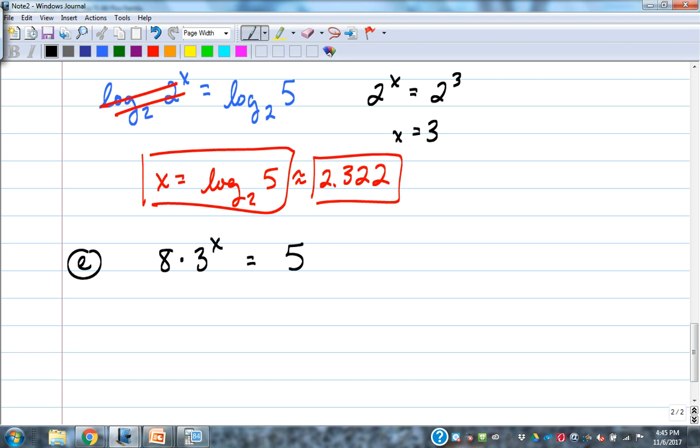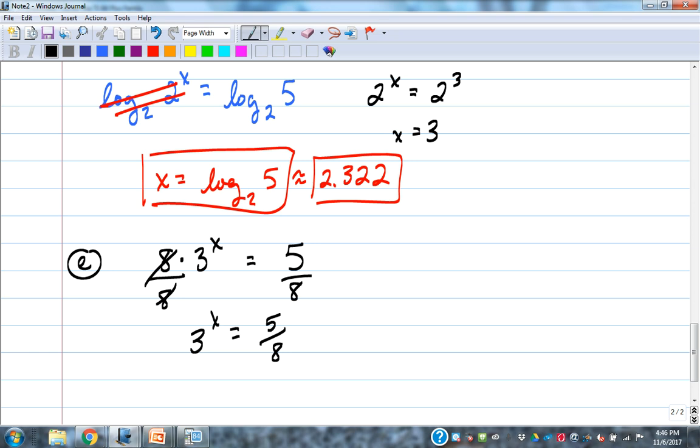What part has the exponent with the variable? Which part of that first part, the 8 or the 3? The 3. So the 8's in the way. Let's get rid of it. How do we get rid of it? Divide, because it's multiplying. So if I divide by 8, oh, now there's a fraction. Just 5/8. 0.625, I think. Something like that. Used to have those memorized. I don't have them memorized anymore.